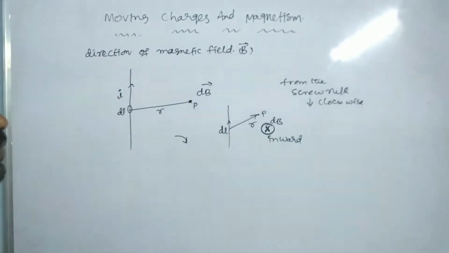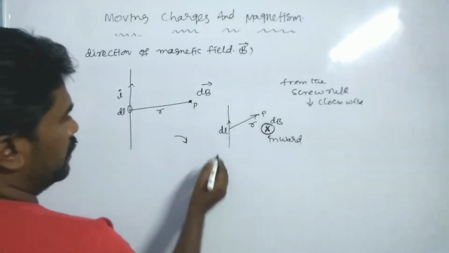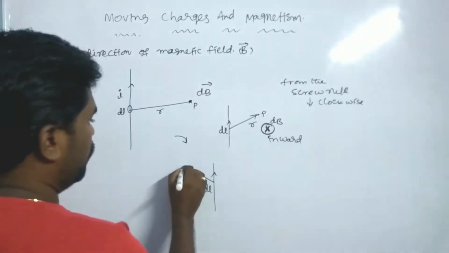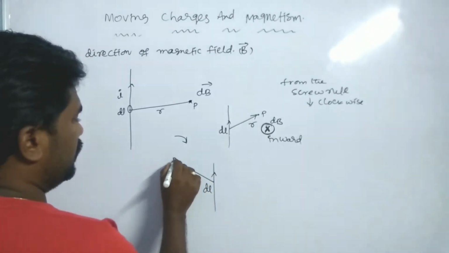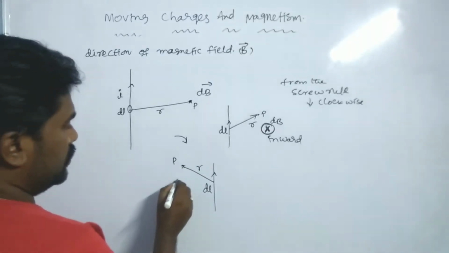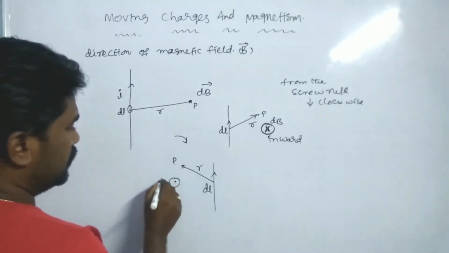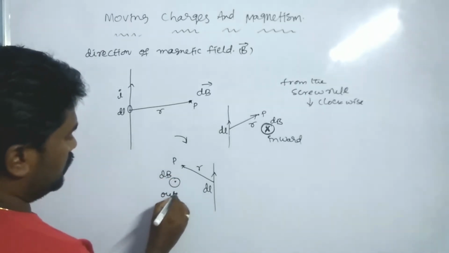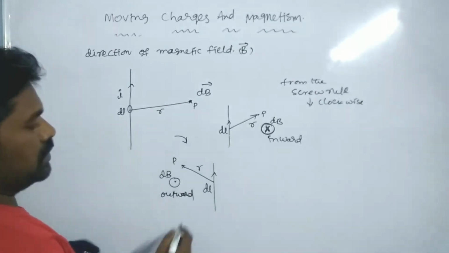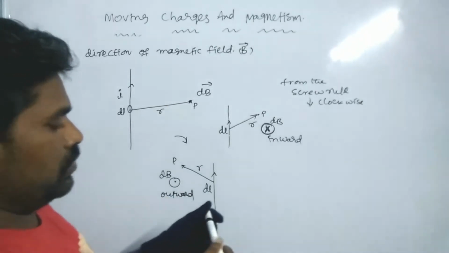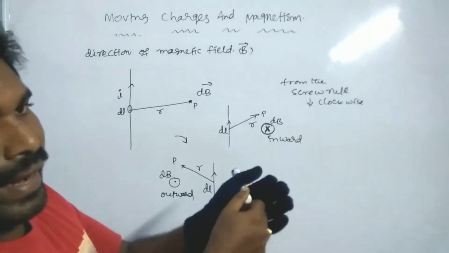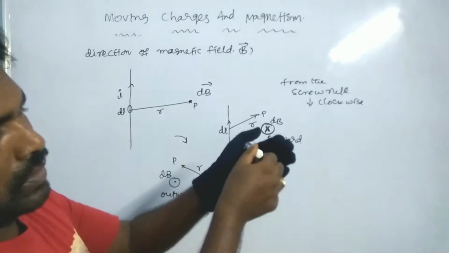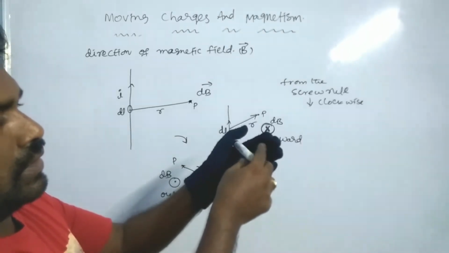Okay. If there is a point P here, so this is the dl and here there is a point P at r distance. So this is the magnetic field at this point. It is dB equal to outward. So this is the outward. Outward means in the screw we have to turn it in the anti-clockwise direction. In this direction it will come like this. Okay.